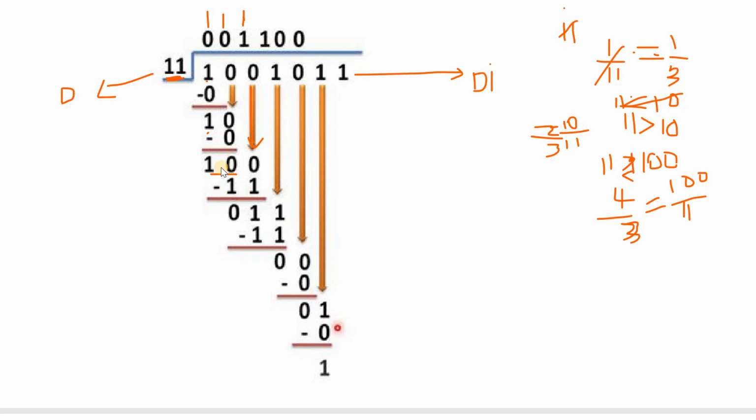Now subtract these values, 100 minus 11. 100 means 4, and this is equivalent to 3. So as per binary subtraction, 0 minus 1 is not possible. If the subtraction is not possible, you can receive the borrow from the next position. So here also the value is 0.